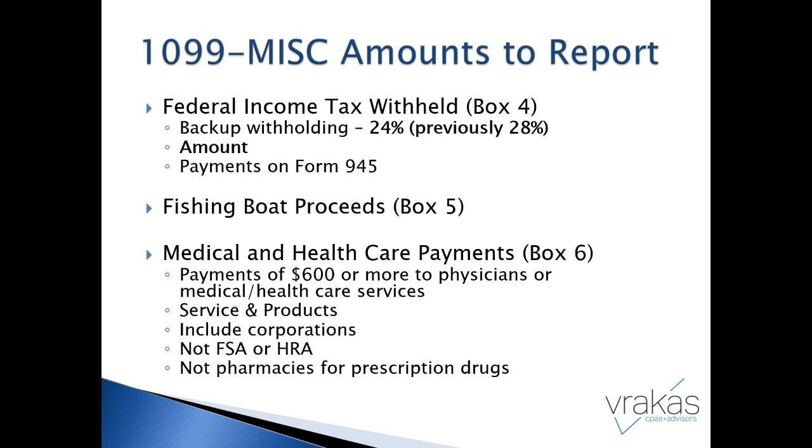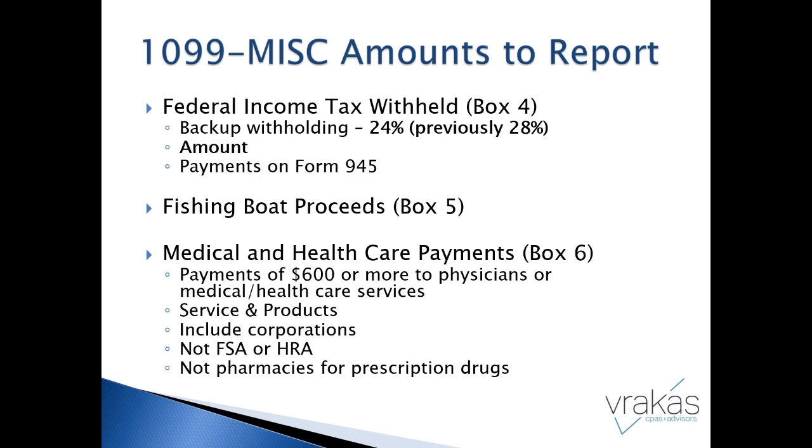So maybe the total that recipient received from you was $300 and you withheld $100. You'd still issue a 1099 for the $100 on here and include the $300 as their income, because you have to report the withholding. It doesn't matter the dollar amount. You always have to report the withholding. And then to remit those payments, you remit them on a 945 at the end of the year.